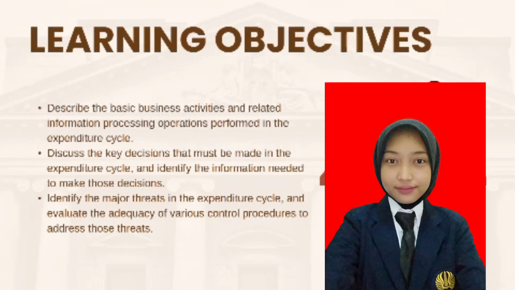We're going to learn about: one, describe the basic business activities and related information processing operations performed in the expenditure cycle. Second, discuss the key decisions that must be made in the expenditure cycle and identify the information needed to make those decisions. Number 3, identify the major threats in the expenditure cycle and evaluate the adequacy of various control procedures to address those threats.